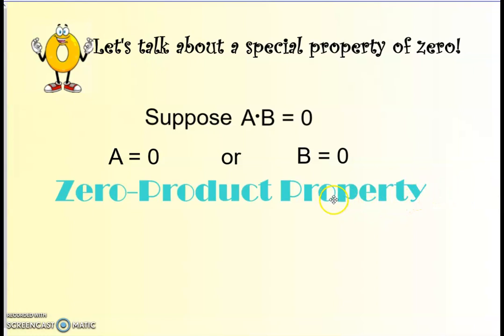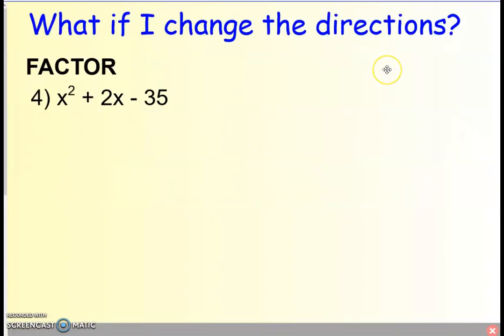And we're going to see how this is used in the next set of problems. So let's take a look at changing the directions. We just did problems that said factor. Now I'm going to switch it to solve. Notice when I switched from factor to solve, I added an equal sign. And this means that we've got to find the value or values of x that make this equation true. So how do we do that?